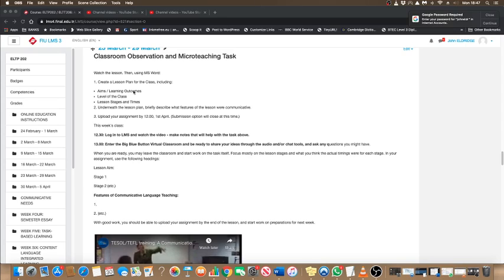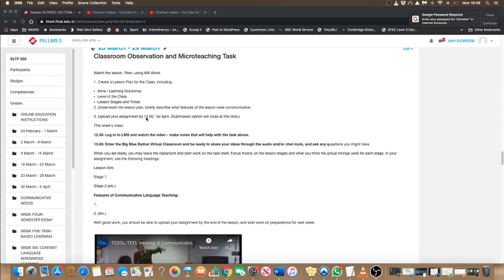Decide what the aims and learning outcomes of the class are, the level, and number the stages and the timing of the class. The times. Now, remember when you're doing that, what you saw down here was an 8-minute edited version of that class. You have to think about what the actual times were and represent them in the plan. Okay, underneath the plan, describe what features of the lesson were communicative.